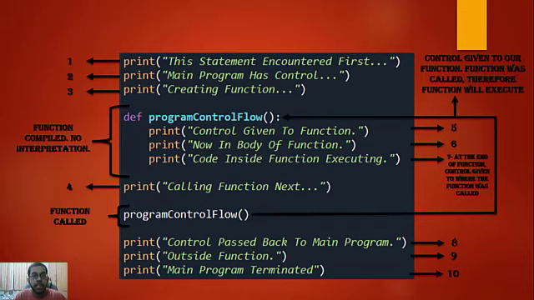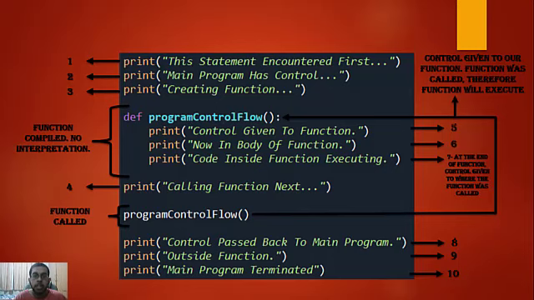Number 1, print this statement encountered first. Number 2, print main program has control. Number 3, print creating function. Function compiled, no interpretation. Number 4, print calling function next. Function called all the way back up. Control given to our function.